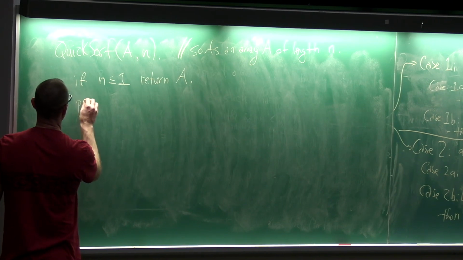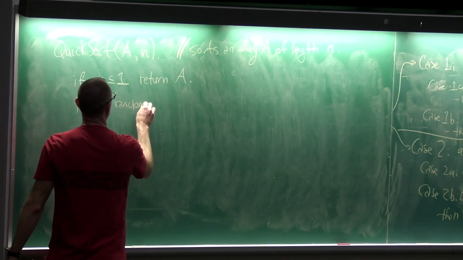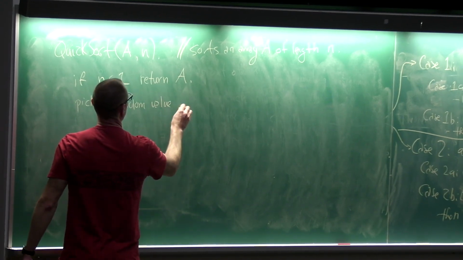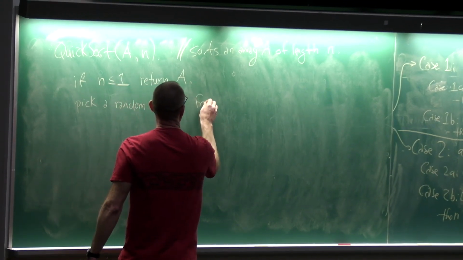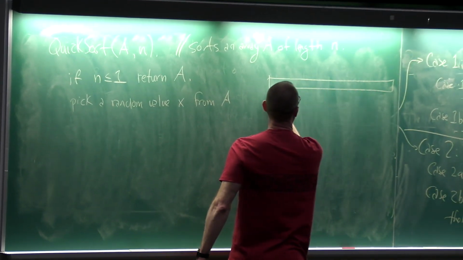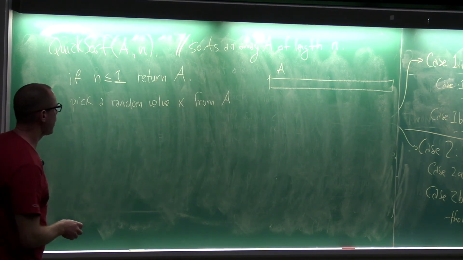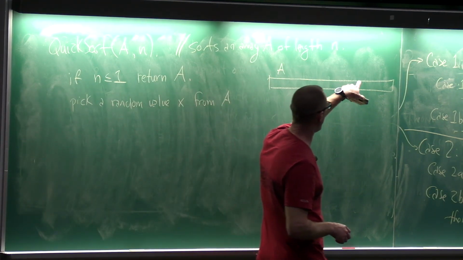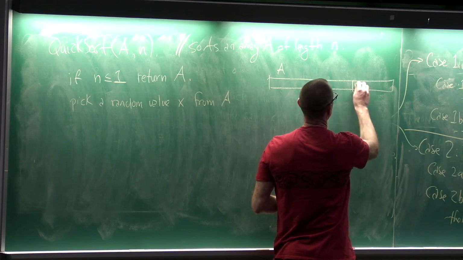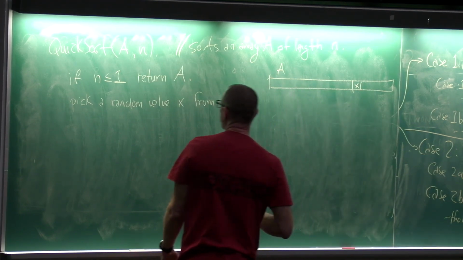Otherwise, pick a random value x from the array A. We've got this big array A, or at least it's bigger than 1. We pick, just put our finger on some value here, arbitrarily. There it is, we'll call it x.